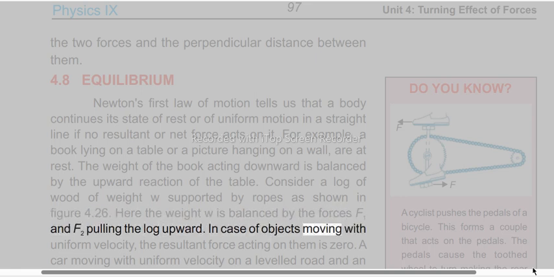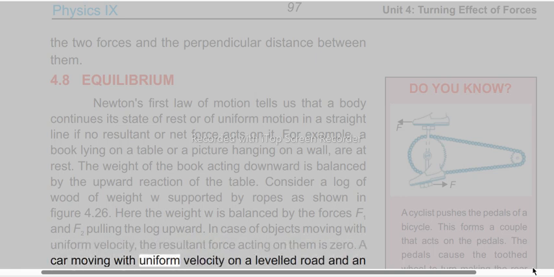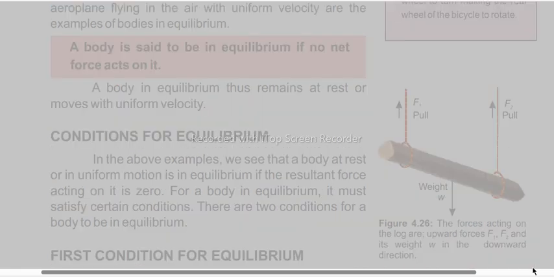In case of objects moving with uniform velocity, the resultant force acting on them is zero. A car moving with uniform velocity on a leveled road and an aeroplane flying in the air with uniform velocity are examples of bodies in equilibrium. A body is said to be in equilibrium if no net force acts on it. A body in equilibrium thus remains at rest or moves with uniform velocity.